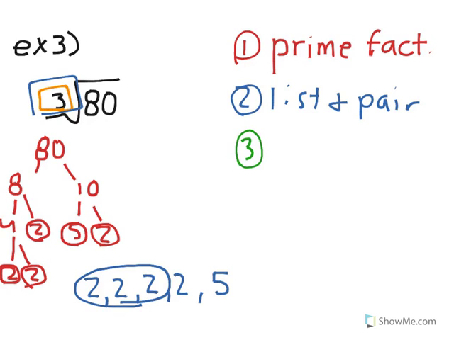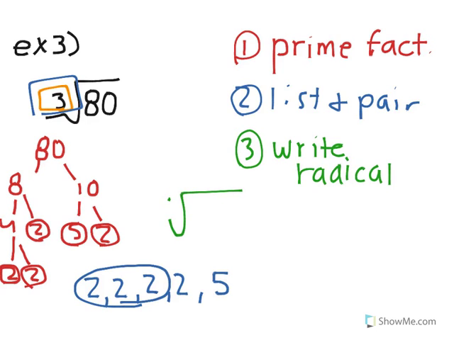So now I'm going to write the radical. I have to remember the 3 here because it's a cube root. And I'm going to bring 1 two to the outside. And then I'm going to have a 2 and a 5 on the inside. So now I multiply them out.